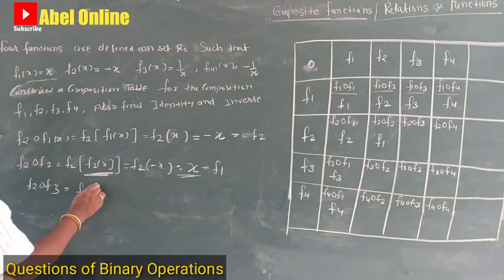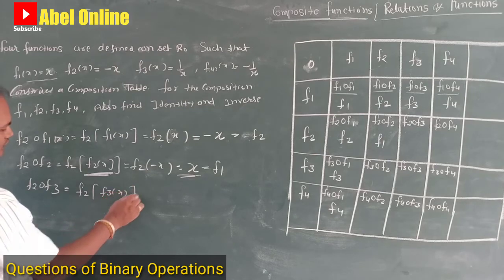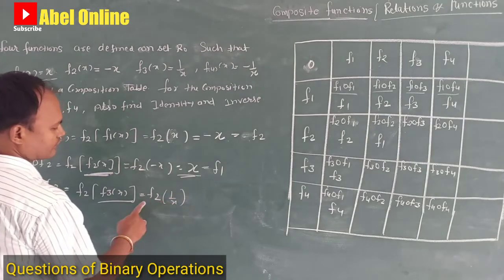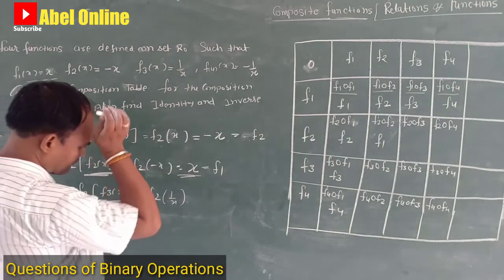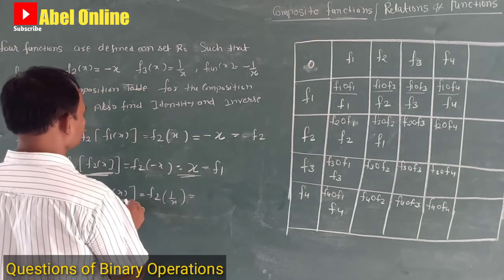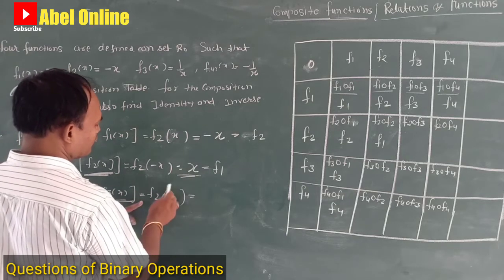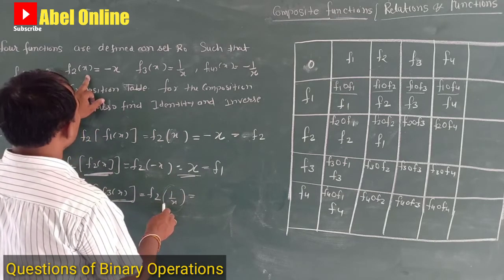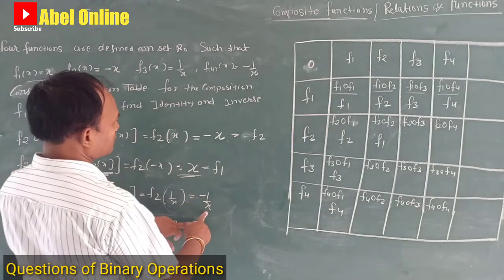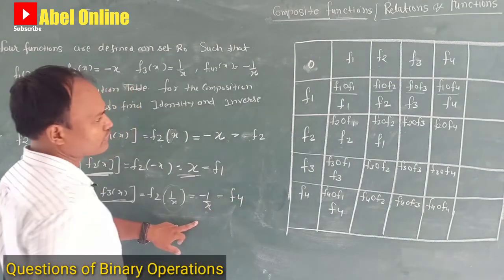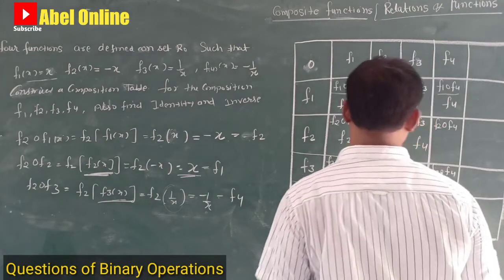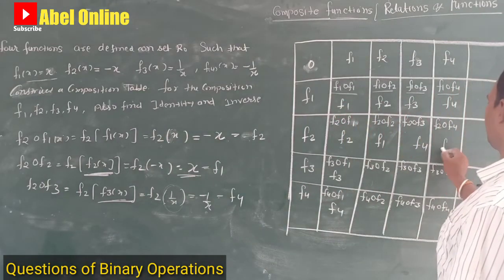f2 o f3, f2 of f3(x). The value of f3(x) is 1 upon x, and f2 of 1 upon x is minus 1 upon x, and the value of minus 1 upon x is f4. So this is f2, f1, f4, and here is f3.